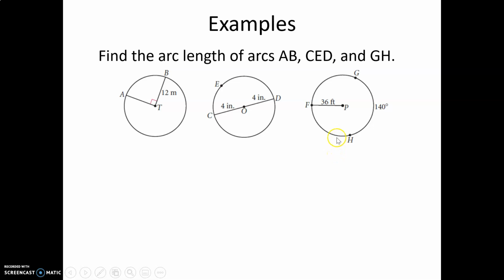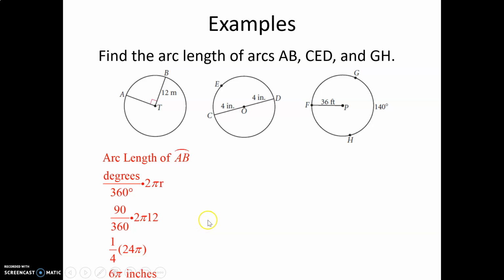Find the arc length of these arcs. So I want the arc length of AB. So it would be degrees over 360 times 2 pi r. So the degrees in that arc would be 90 over 360 times 2 pi and the radius of 12. So when I work that out, it's 1/4 of 24 pi, or 6 pi inches.